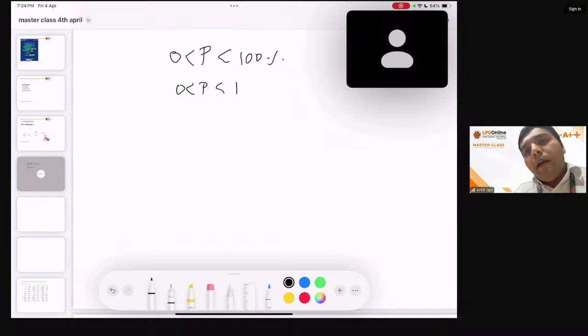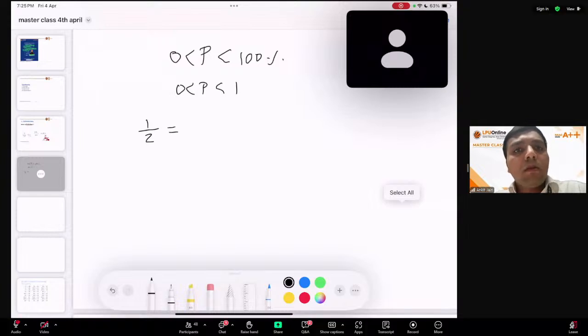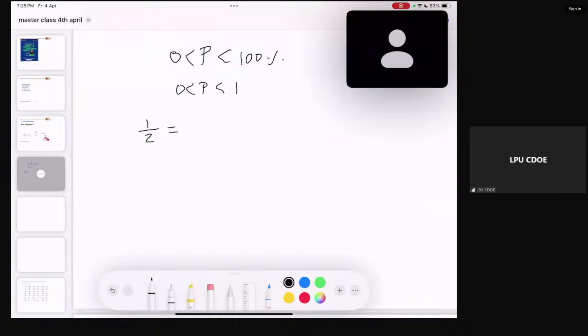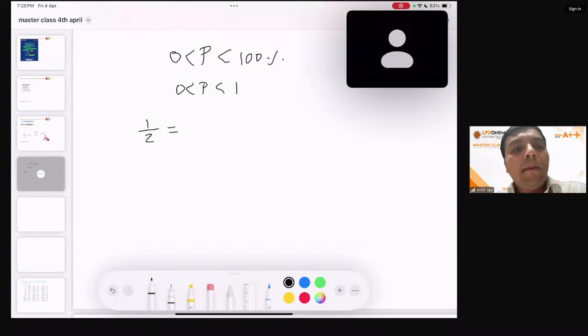I want answers from you. What is the value of 1 by 2 in percentage? 1 by 2 is a number, a fraction. We are learning the conversion of fractions into percentage. So what is the value of 1 by 2 in percentage? Any one of you can answer in the chat box. Two students have raised their hand. Okay, their chat box is disabled.